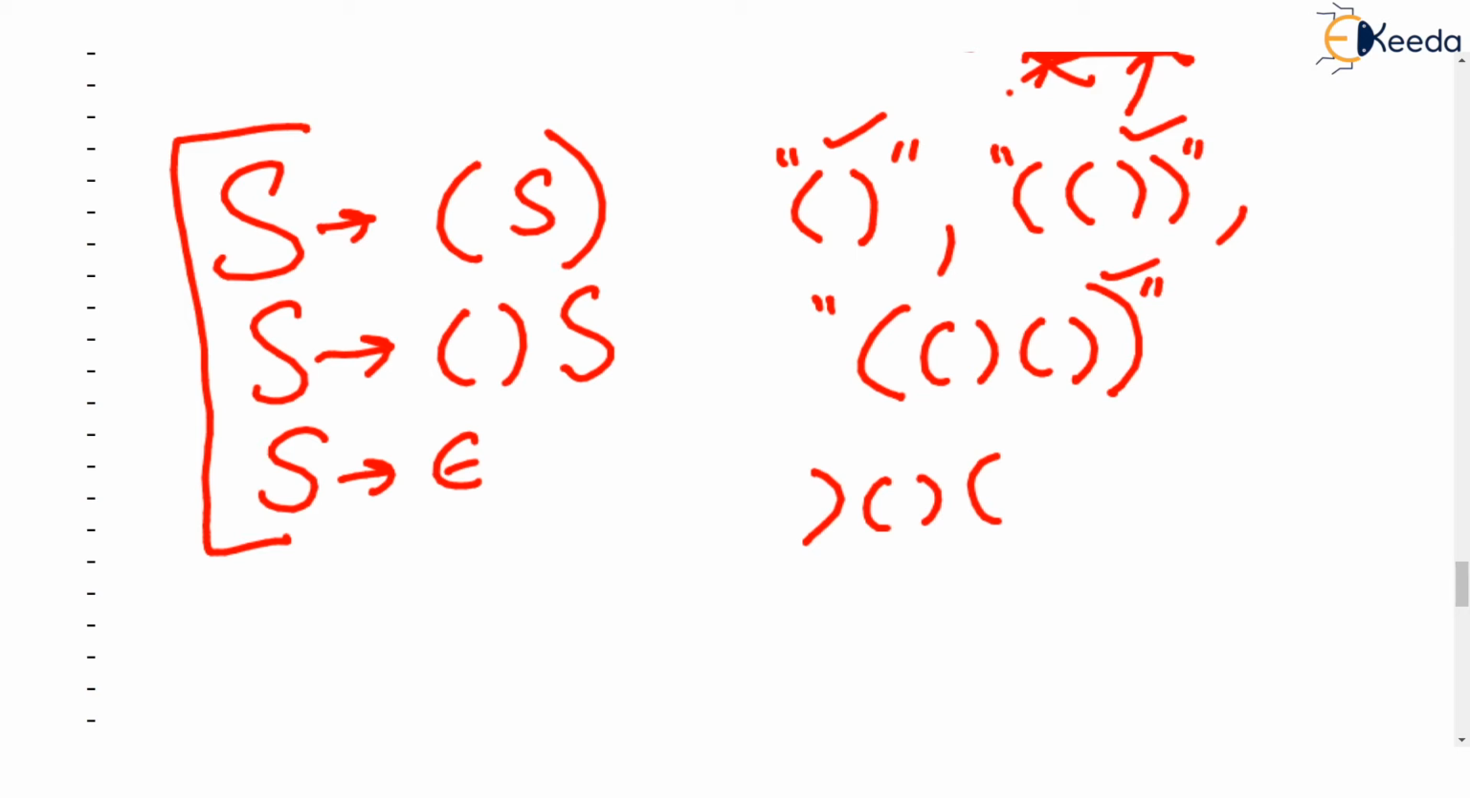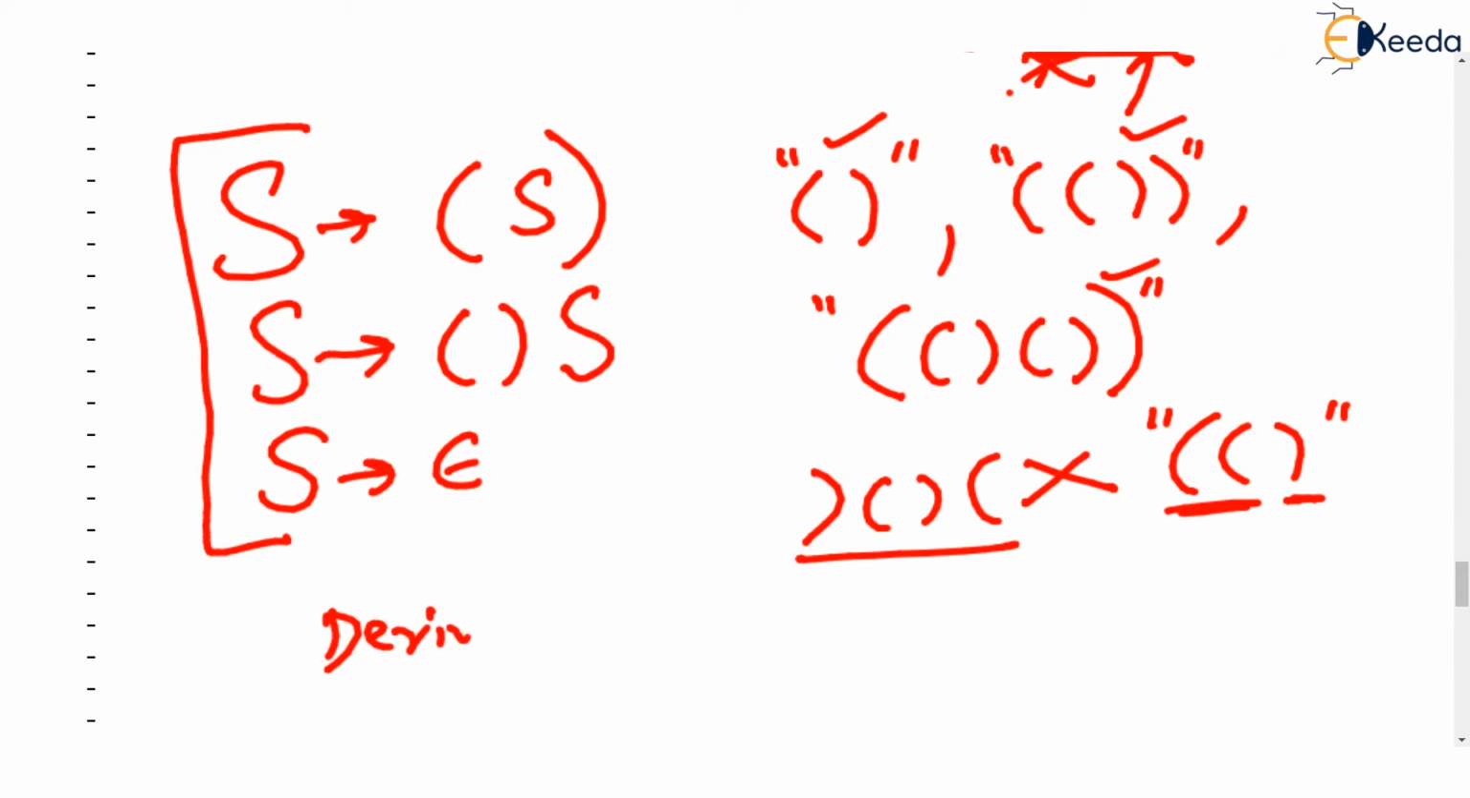But such strings, you see, this is a very funny parenthesized expression. You can see that this is clearly not balanced parentheses, isn't it? Such strings should be rejected. What do you say? This string has two open brackets but only one closed bracket, so this is not balanced.